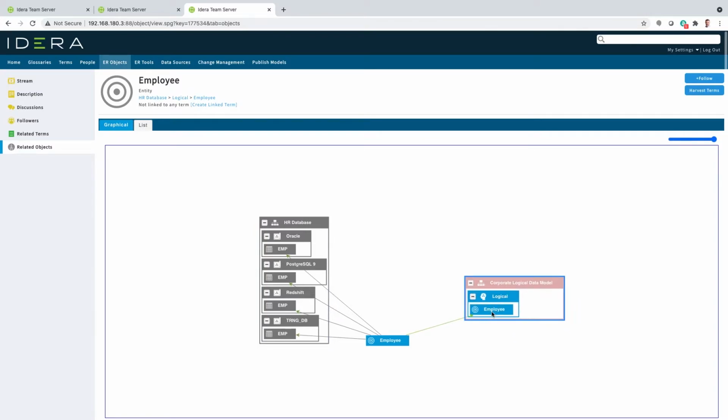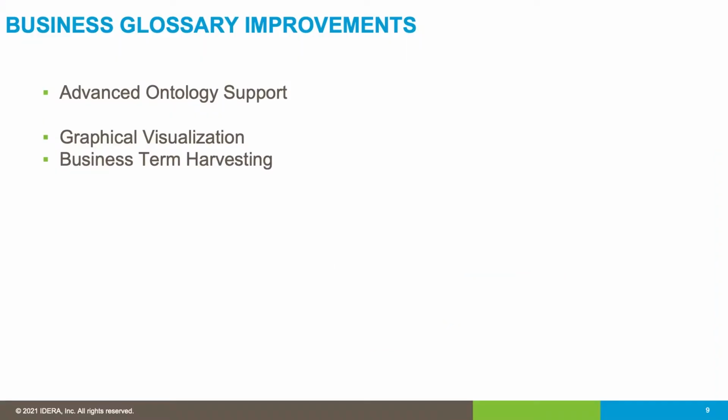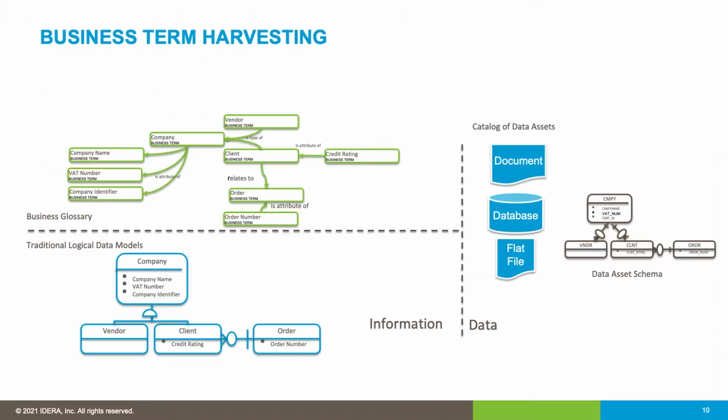So within my corporate logical data model, my local employee entity we're saying is an instance of the corporate entity employee. So we can see all our universal mappings as well. So the next improvement is our business term harvesting component. The idea here is to be able to create a business glossary from traditional logical data models.